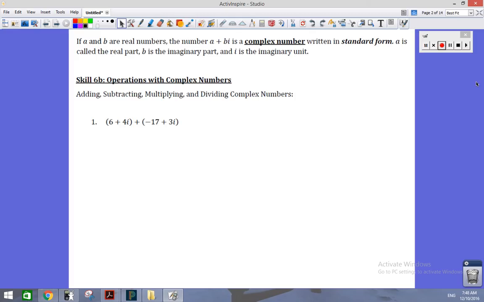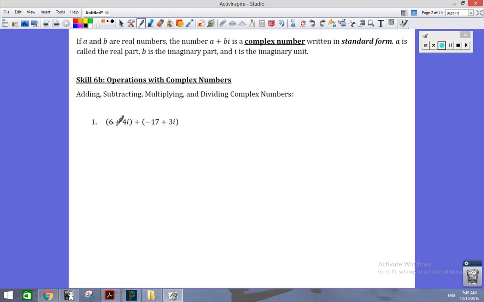And technically, they want us to write our answers in that form of a plus bi. So let's take a look at some examples, and I'll point out that we're not super stringent on this a plus bi, and I'll tell you what I mean. Let's take a look here. We've got two complex numbers. They're written in parentheses just for ease of reading.